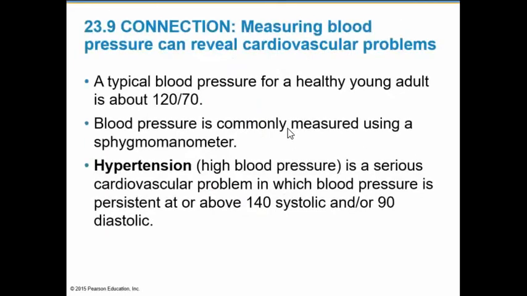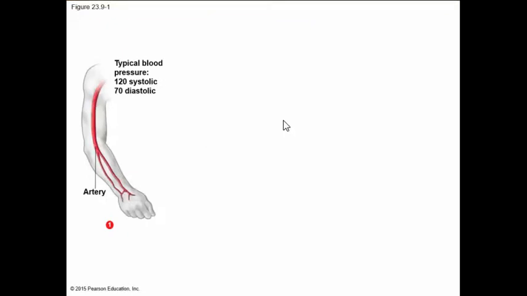Typical blood pressure is said to be 120/70. The device is called a sphygmomanometer, manometer, whatever. Hypertension is defined as high blood pressure, which can cause serious problems when persistent above 140/90. Your typical blood pressure is 120/70. That's a good pressure to have.